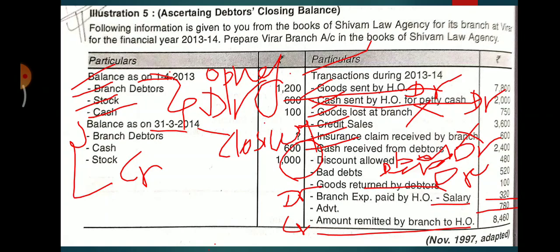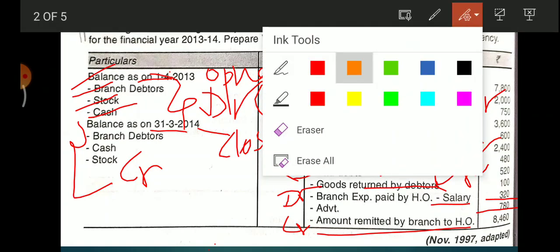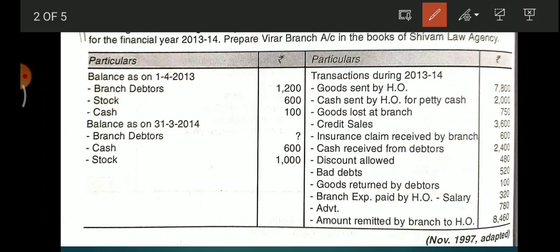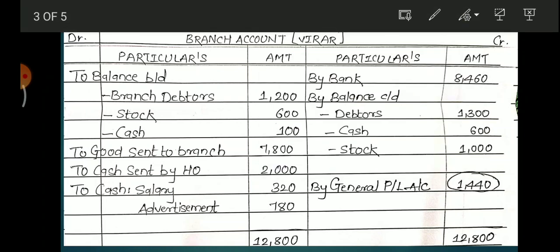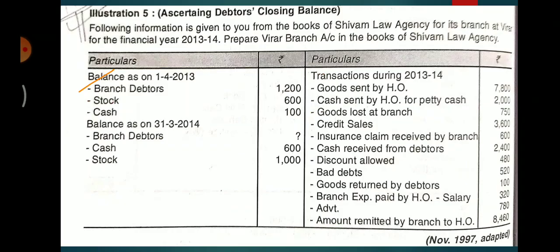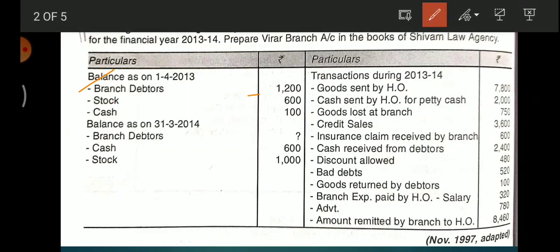So then first we'll start from here. First we have opening balances of assets, so it will go on the branch account debit side. So here we have to mention it. If it is opening, we are supposed to write 'To balance brought down': branch debtors, stock and cash, 1200, 600 and 100, as you can see, the opening assets.